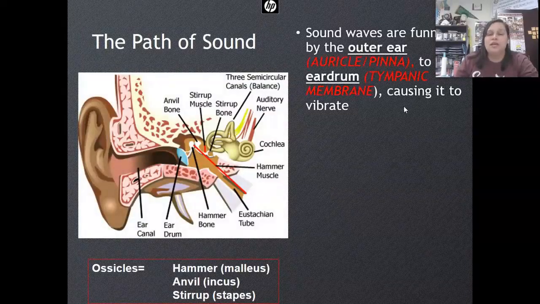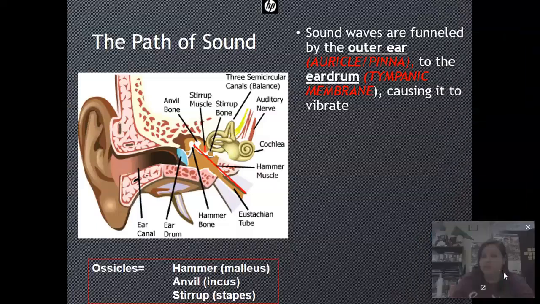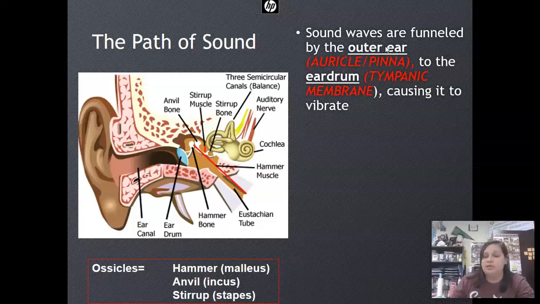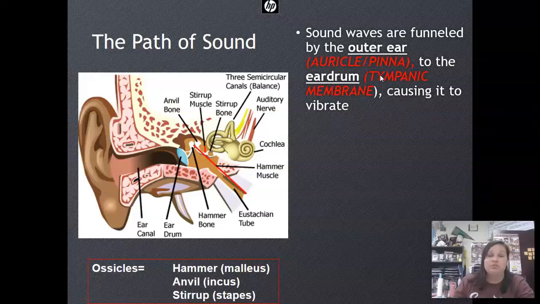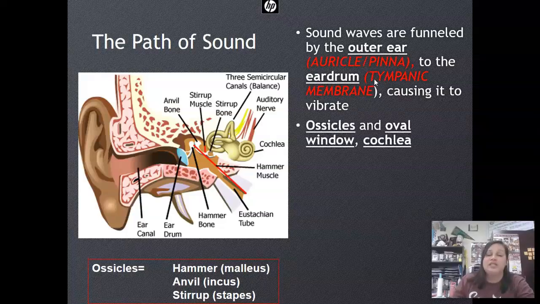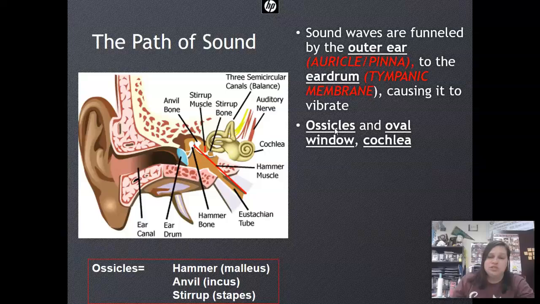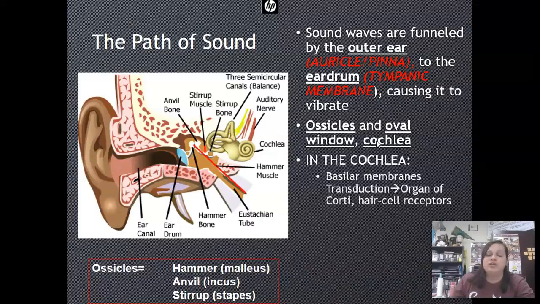So the pathway of sound, we studied the pathway of vision, so we've got to know it for sound as well. So sound waves are funneled by the outer ear, which is also called the auricle or the pinna, to the eardrum. And the eardrum is also the tympanic membrane. Think of a timpani or a really, really big drum, causing it to vibrate. Then the ossicles, which are the bones, that includes the hammer, anvil, stirrup, the malleus, incus, and stapes, put pressure on the oval window and the cochlea, which is our snail-shaped structure.